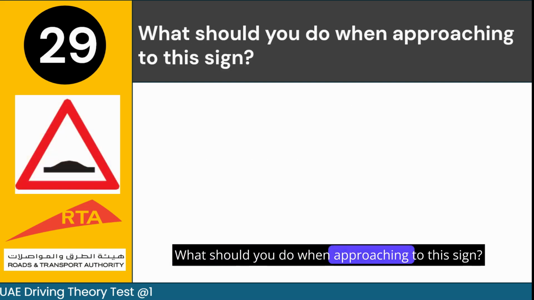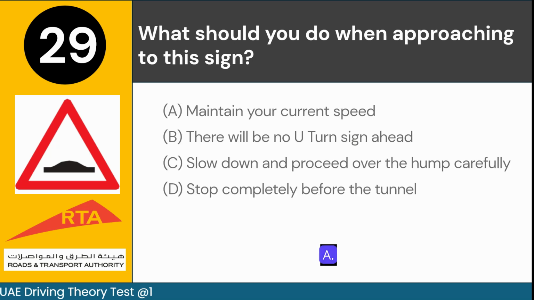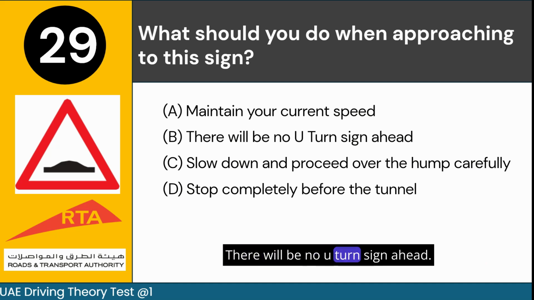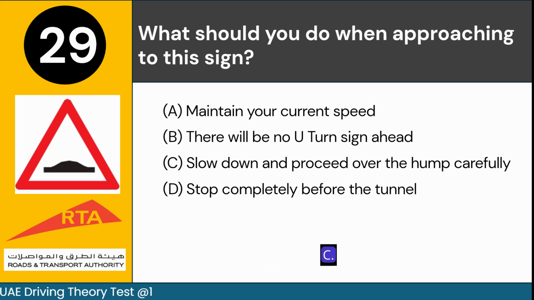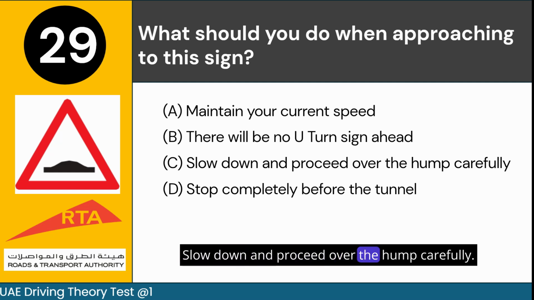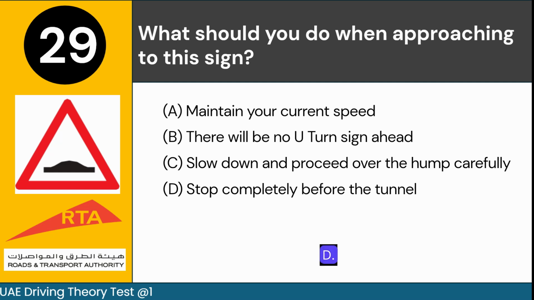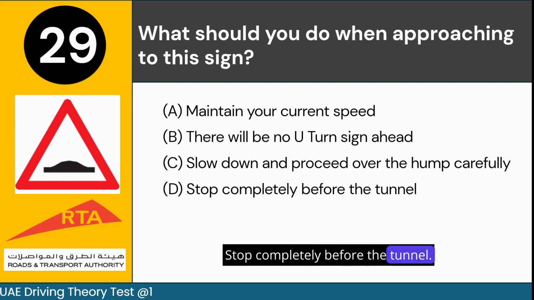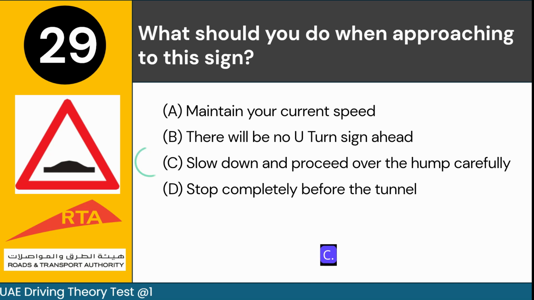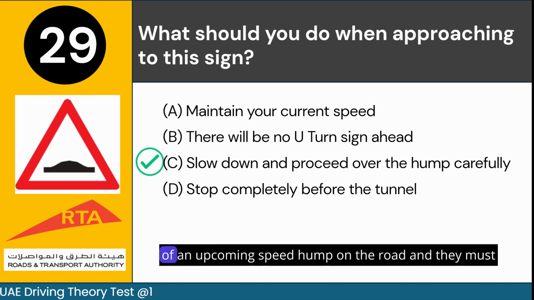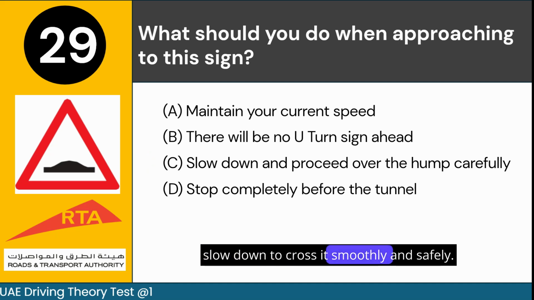What should you do when approaching this sign? A. Maintain your current speed. B. There will be no U-turn sign ahead. C. Slow down and proceed over the hump carefully. D. Stop completely before the tunnel. Answer: C. The speed hump sign warns drivers of an upcoming speed hump on the road, and they must slow down to cross it smoothly and safely.